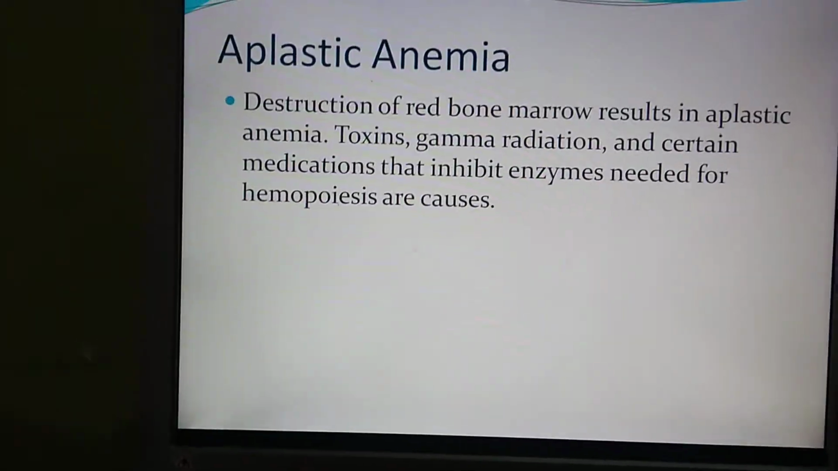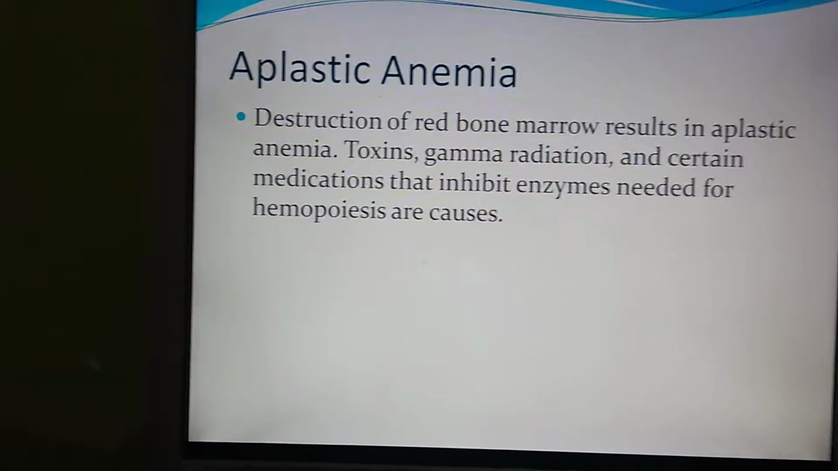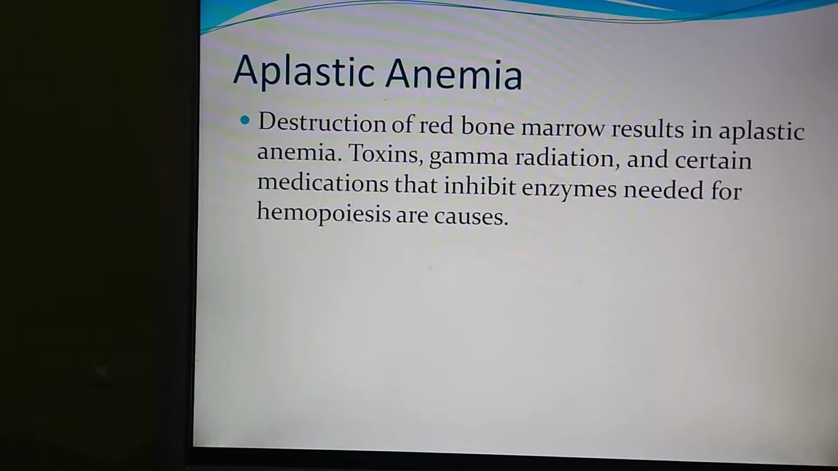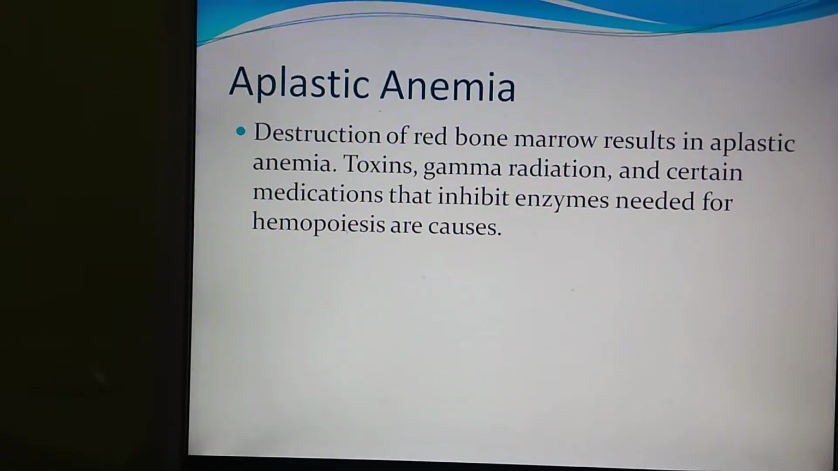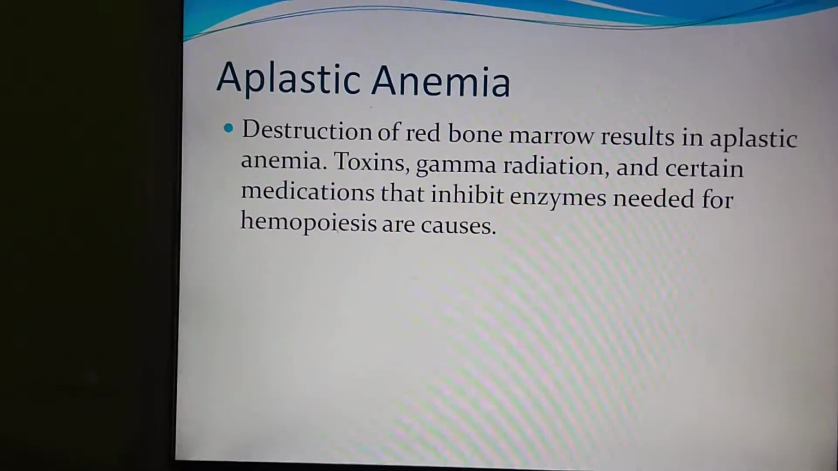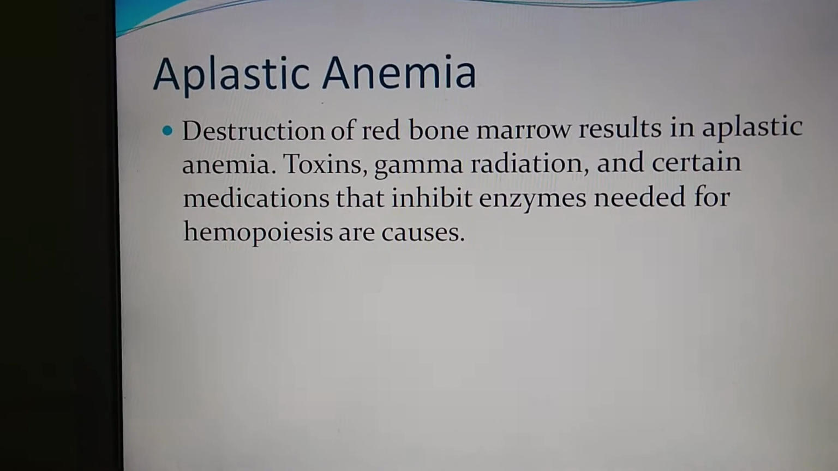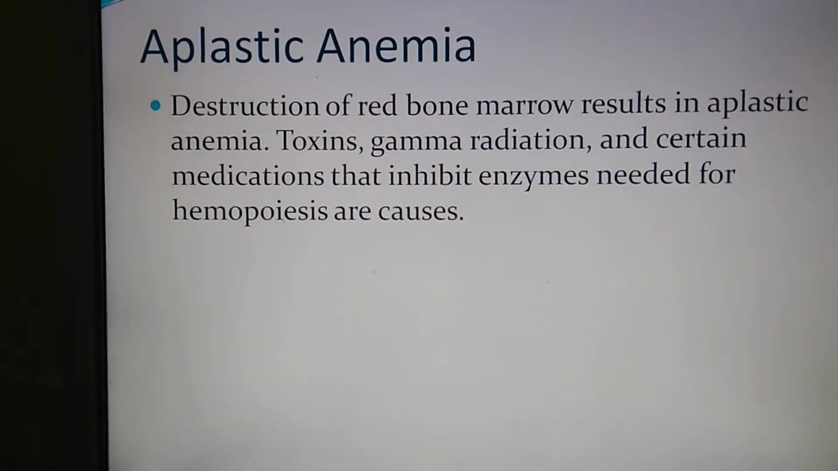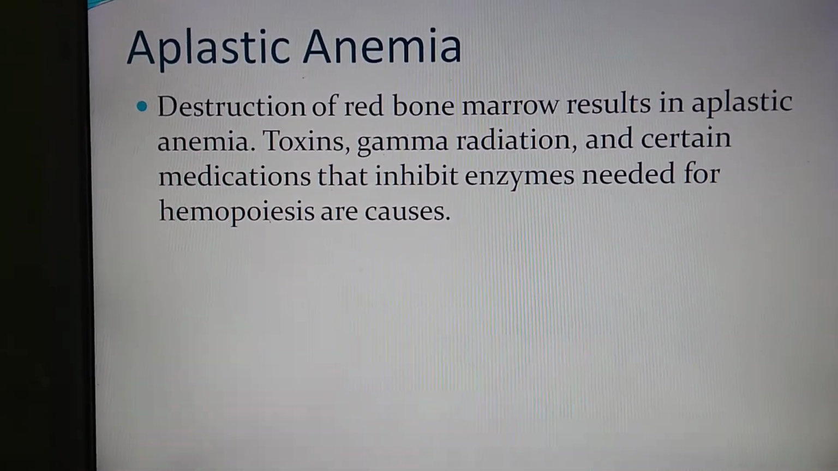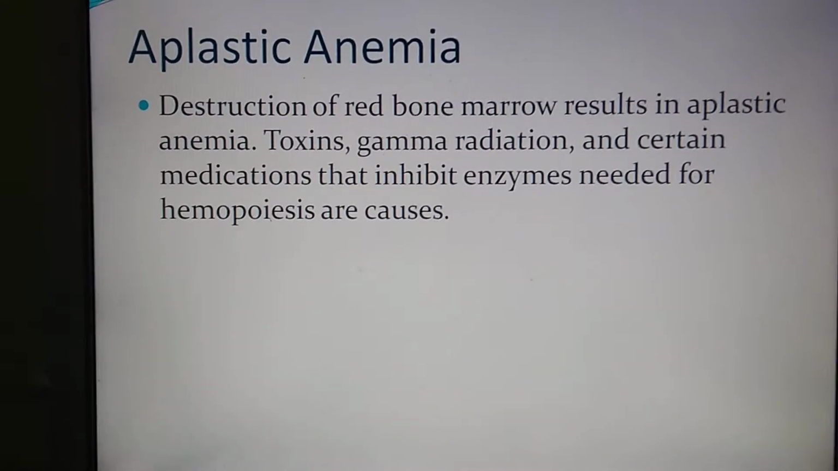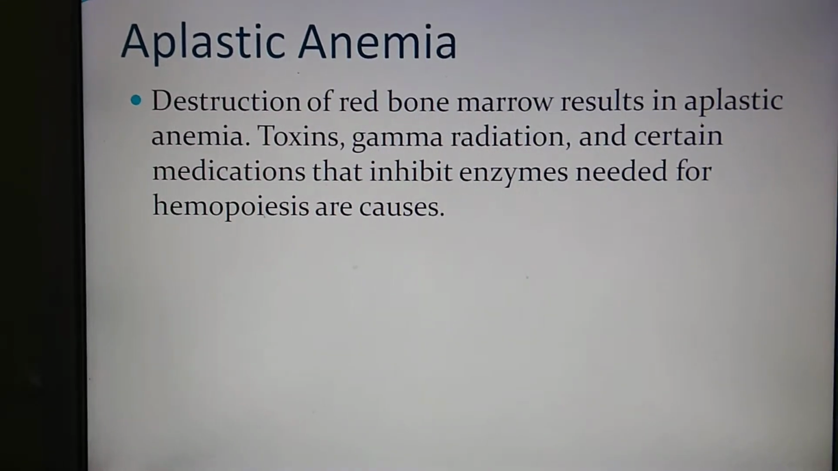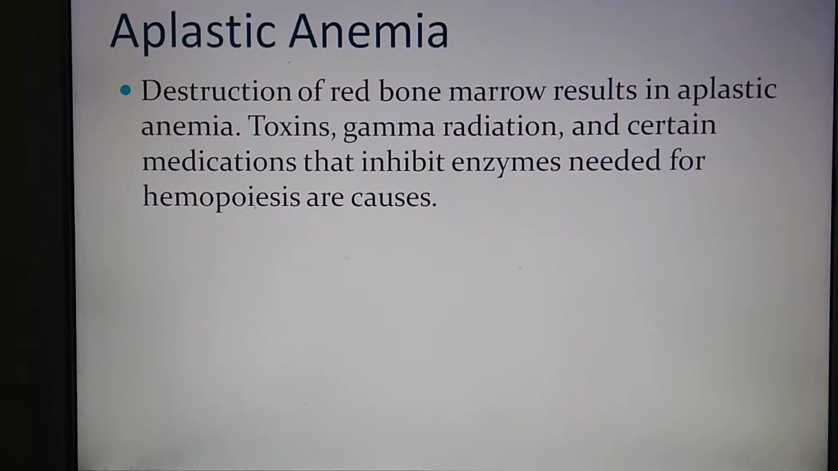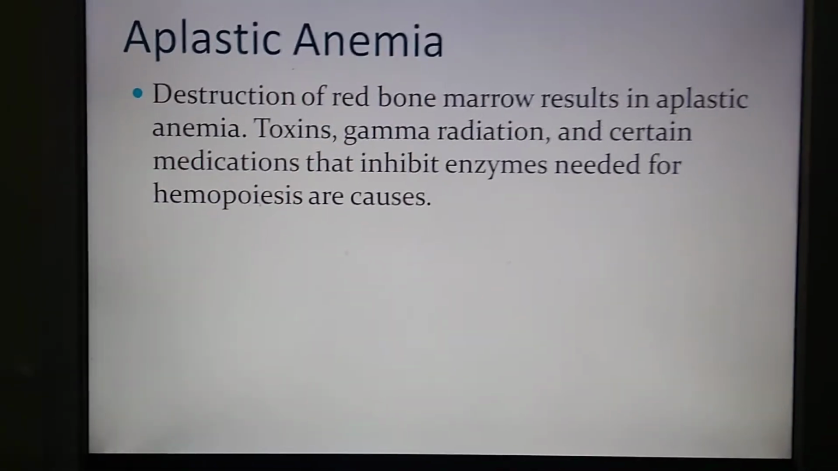Aplastic anemia. You are aware that the blood cells are formed from the red bone marrow. In aplastic anemia, there is destruction of the red bone marrow. Toxins, gamma radiation, and certain medications that inhibit enzymes needed for hemopoiesis are the causes.